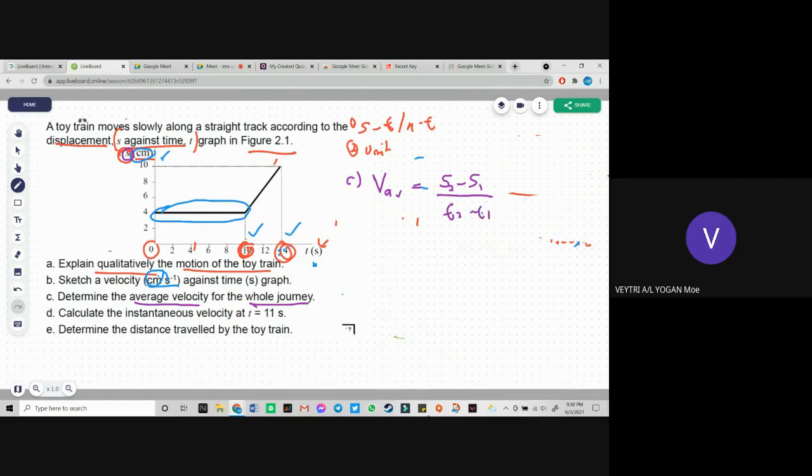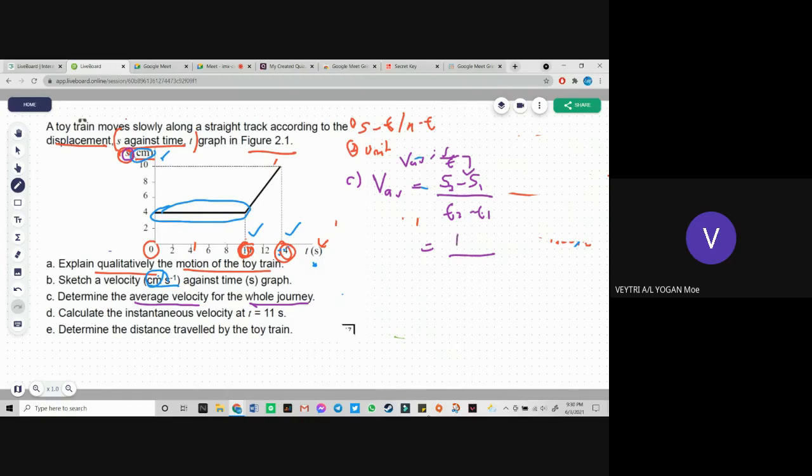Kenapa? Sebab you know velocity is also equals to displacement over time. So ikut je formula dia. Dia cakap the whole journey. So S2 maksudnya is the final point. S1 initial point. Over T2 final time minus initial time. Okay? Initial time ni always 0. Kenapa? Takkan nak mula dengan 1 unless bagi graph mula dengan 1. Okay? Usually kosong.